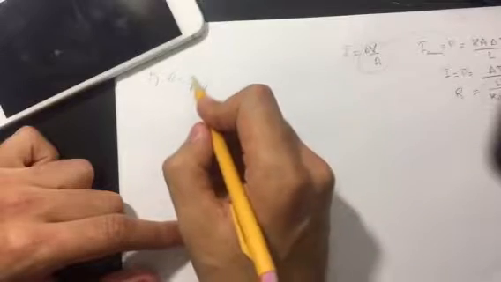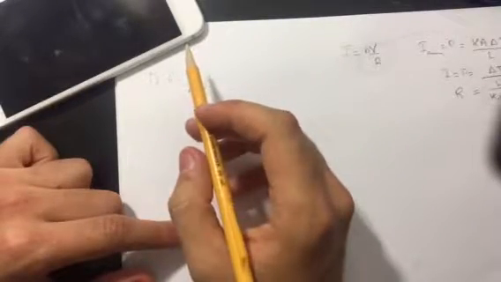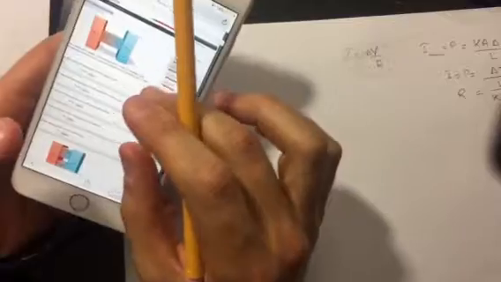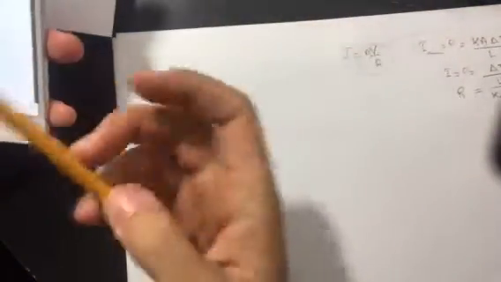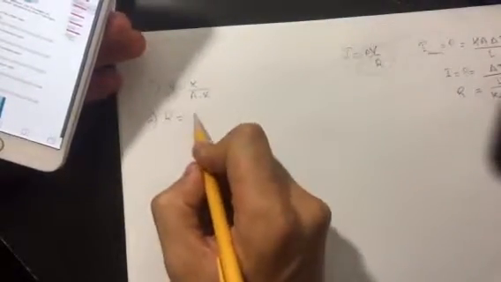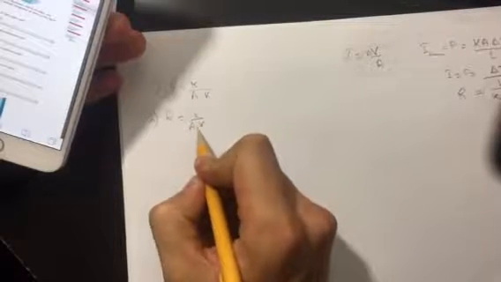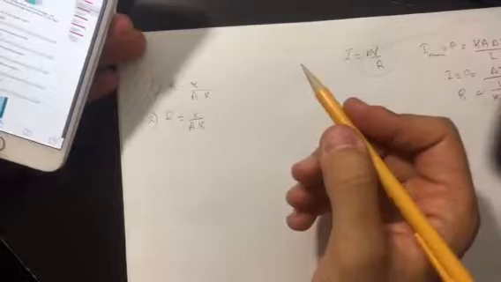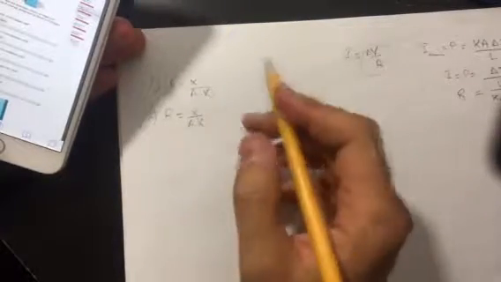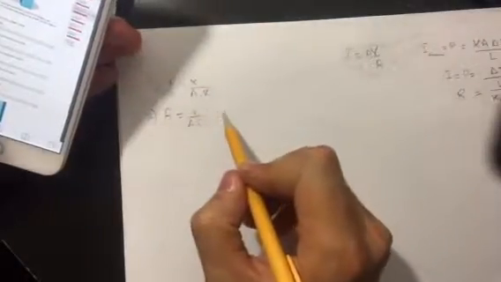So X here is also equal to L. L is the cube, L is the edge of this cube. Same thing for number 2. It's going to be R equal X divided by A times K. Both of them have the same area and same X, and then for K you just have to find it for the aluminum and for the copper.